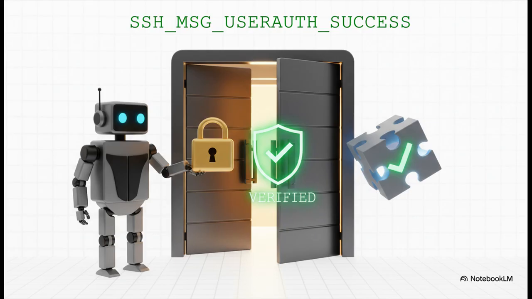So, the doorman gets your response, uses his copy of your public lock to check the signature, and click! It matches perfectly. He knows, without a shadow of a doubt, that you must have the private key. He's totally convinced. He sends back that SSH_MSG_USERAUTH_SUCCESS message. The velvet rope swings open, and you're in.